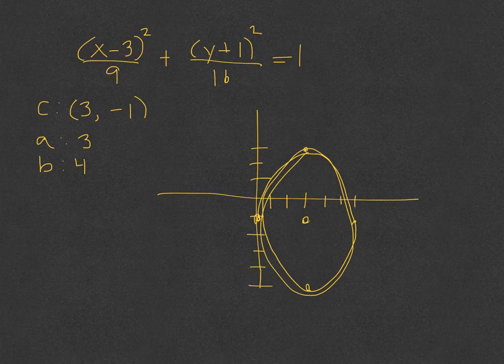Now you can go backwards if you have a graph of an ellipse. It's pretty simple. You just find the center. See how many go up and down, left and right. The left and right will be the x value, or the value underneath the x squared, and the up and down would be the value under the y. So there you have it. That is the equation of an ellipse and how you graph them.